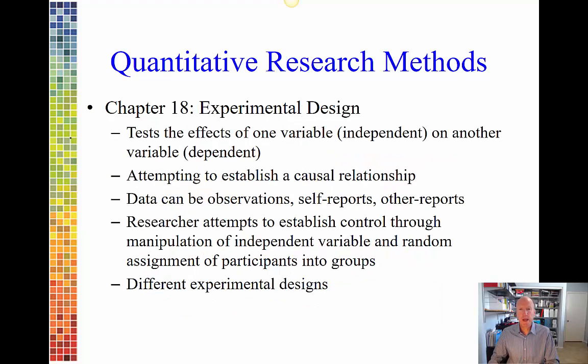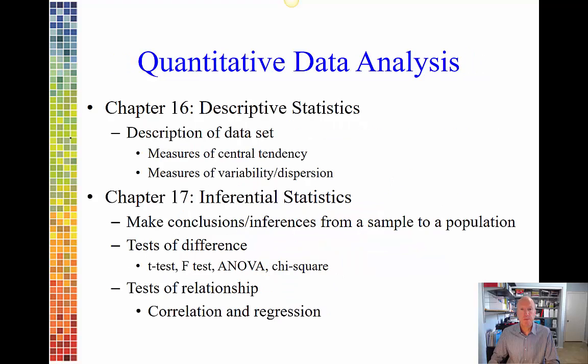Then Chapter 18 is on experimental designs, and this chapter focuses on how we can establish a causal relationship, or a cause and effect. So how does the independent variable cause a change in the dependent variable? We might collect some data through content analysis or through survey research, but it's an experimental design, and there are different pre and true experimental designs that are discussed in Chapter 18.